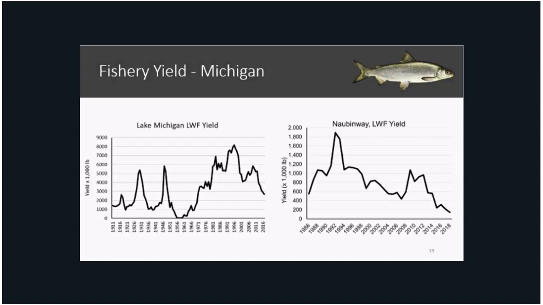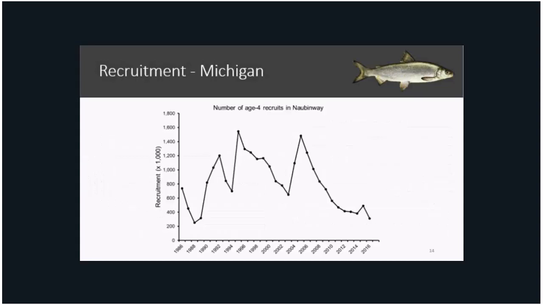During this 2000 consent decree, yield peaked in 2009 at 1.1 million pounds, and since then, over just a single decade, it's declined to 150,000 pounds, which is where it was last year in 2018. So what's driving that? It's similar to Lake Huron.